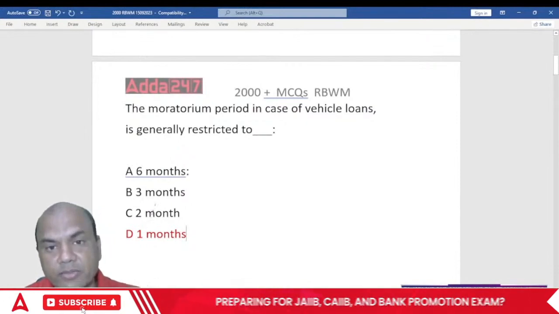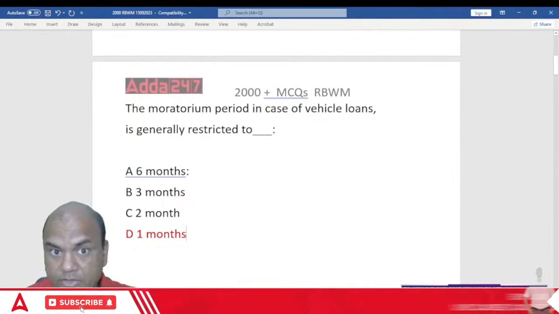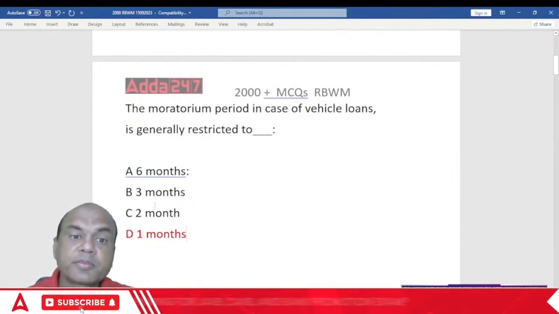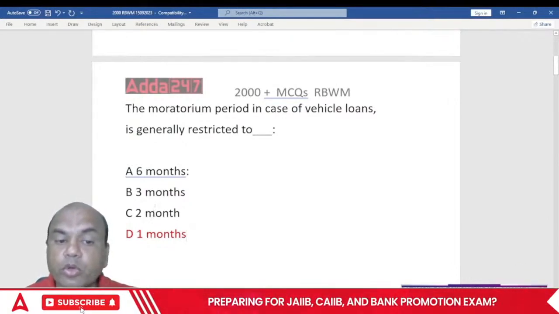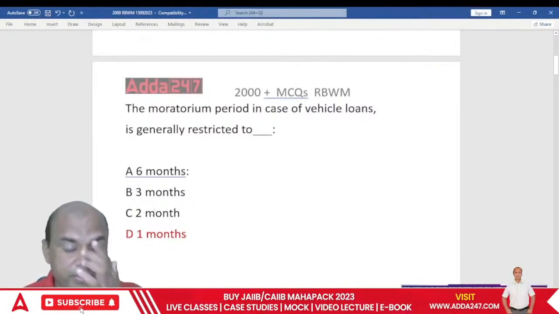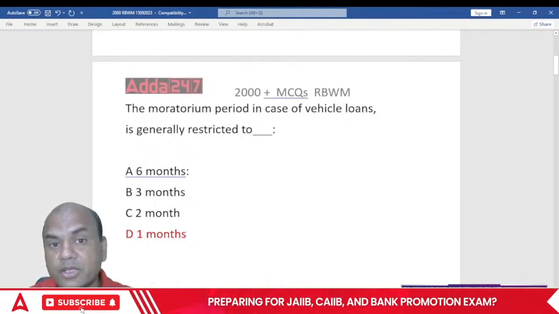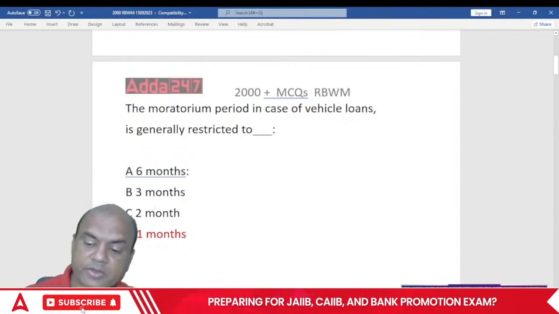But in an exam, if it comes and if you don't have the option of no moratorium, understand this, whatever I am saying. If there is an option of no moratorium period, you will write that. But if there is no option given of no moratorium period, don't get confused. It is 1 month. Okay. Next one.